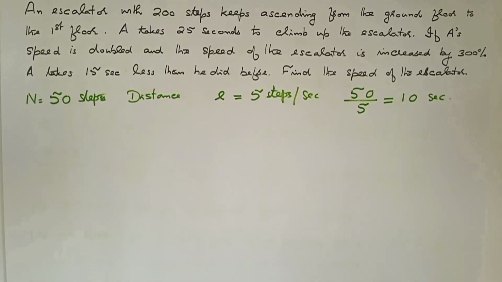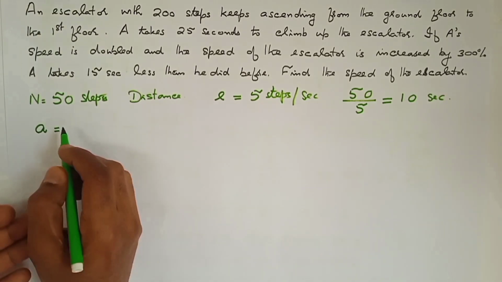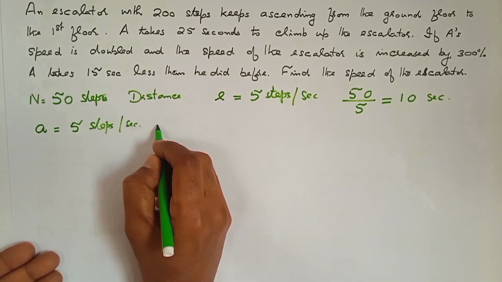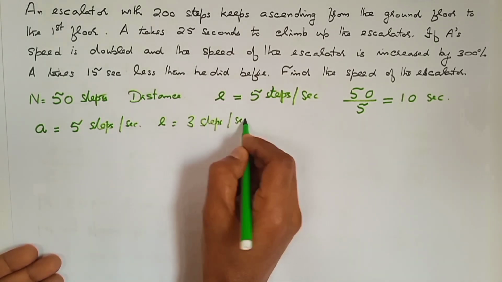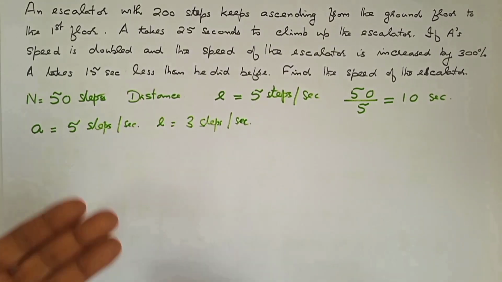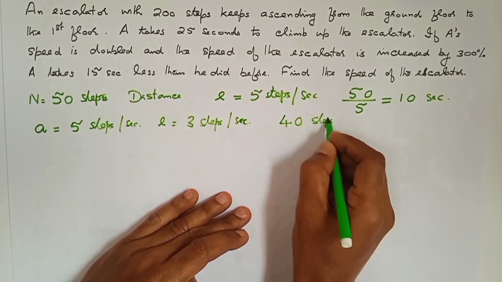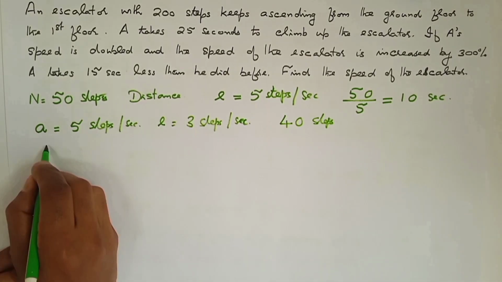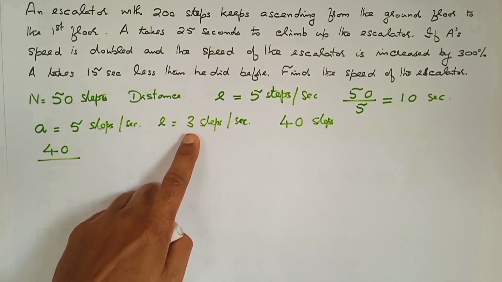Now let's look at a person who steps onto the escalator. He is also moving along with the escalator. Let's use A to denote the number of steps the person covers. Say 5 steps he is covering every 1 second, and the escalator is moving, say, 3 steps per second. And let's assume the escalator has 40 steps. In that case, how long does it take to go from one floor to the other? The total distance is 40, and in 1 second he covers 5 steps and the escalator covers 3 steps.